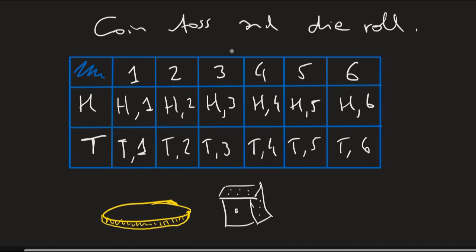It's worth noting that we can count the individual outcomes here in the boxes. So we have 1, 2, 3, 4, 5, 6, 7, 8, 9, 10, 11, 12. 12 possible outcomes.